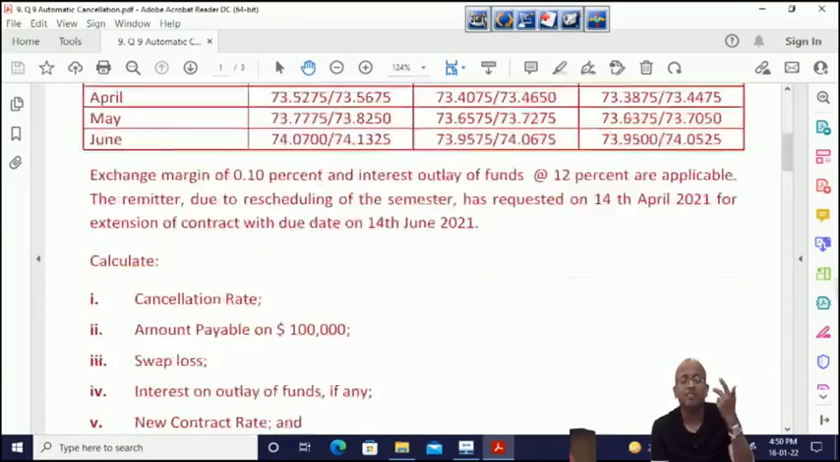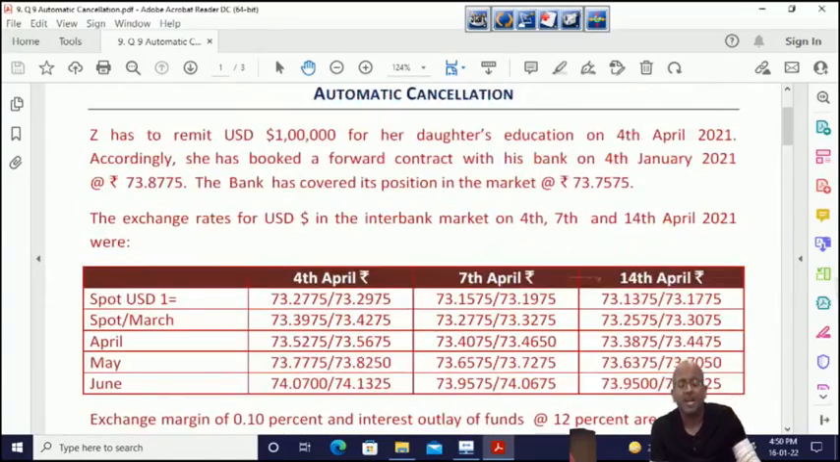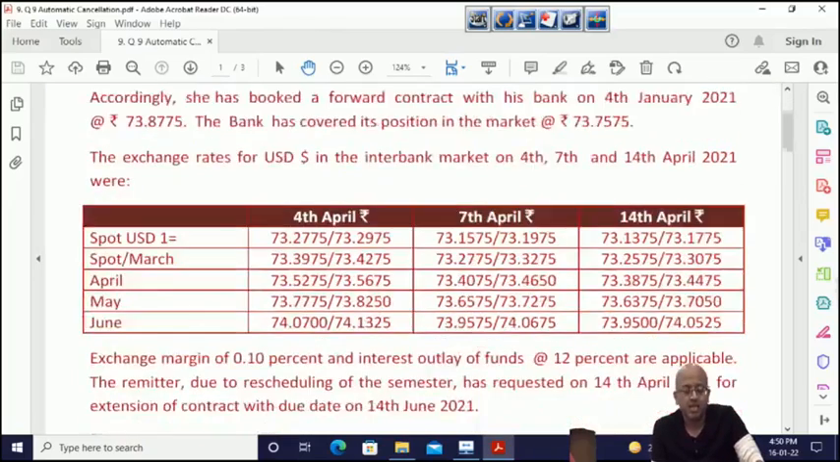Now here people ask me two questions. Number one, why didn't you apply the exchange margin of 0.1% over here? Because this is a wholesale transaction between bank and bank, say between SBI and HDFC Bank, so there is no question of 0.1%. Secondly, why did you enter the swap for 73.2775, 73.4275? Why didn't you go to April or May? We enter for the shortest period. It has been explained in class.